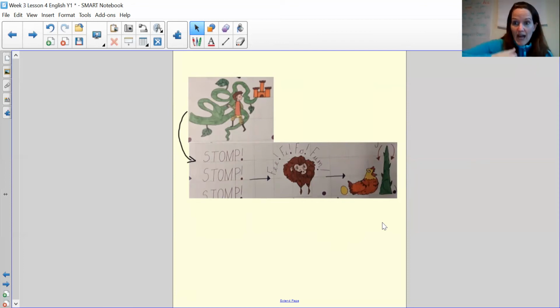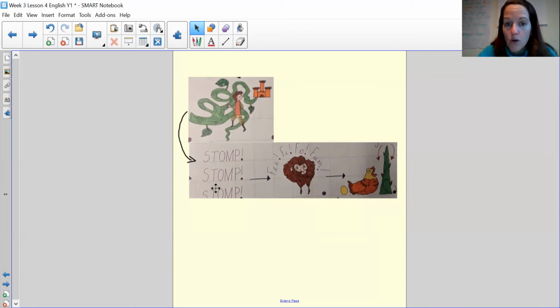Jack grabbed the... sorry, let's do that again. Jack grabbed the hen which laid golden eggs and scrambled down the beanstalk as fast as his little legs would carry him. Okay, now, just like yesterday, you now are going to write the middle part.